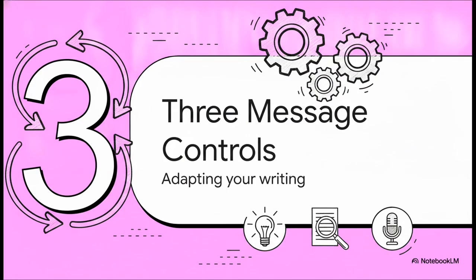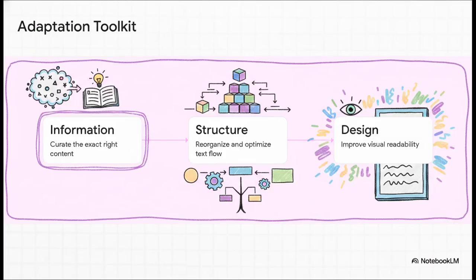Okay, so how do we actually adapt our text? The source gives us Section 3, 3 vital message controls. Think of these 3 things, information, structure, and design, as your complete adaptation toolkit. This is how you make sure your readers never get lost in the weeds.